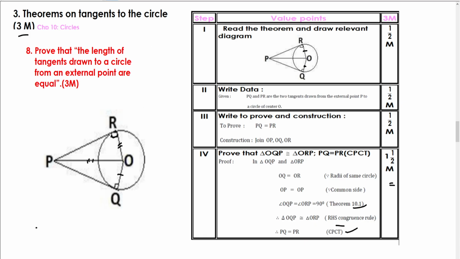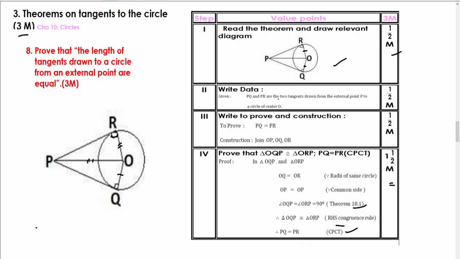These two theorems are very, very easy theorems. Anybody can solve them by practicing. It appears for 3 marks. Prove that the length of the tangents drawn to a circle from an external point are equal. First of all, you draw the relevant diagram. For drawing the diagram, you will get half marks.